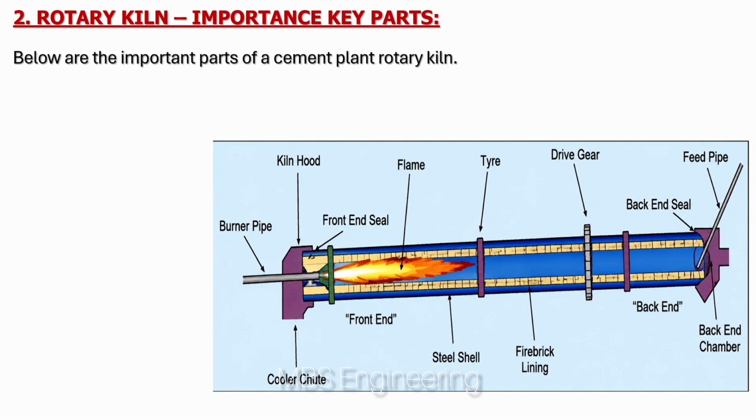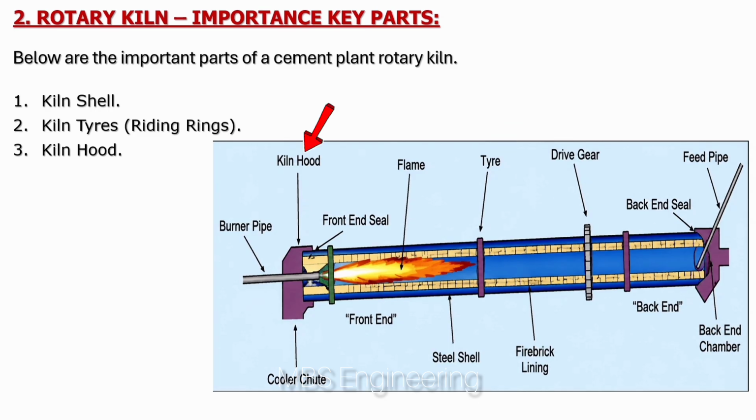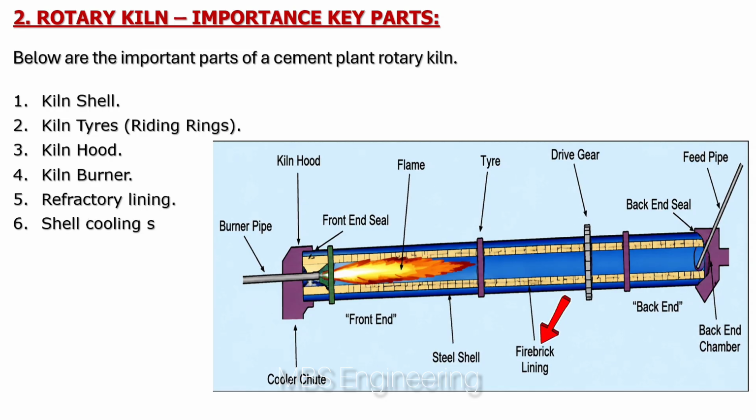First key part, kiln shell. Next key part, kiln tires, riding rings. Next key part, kiln hood. Next key part, kiln burner. Next key part, refractory lining. Next key part, shell cooling system.